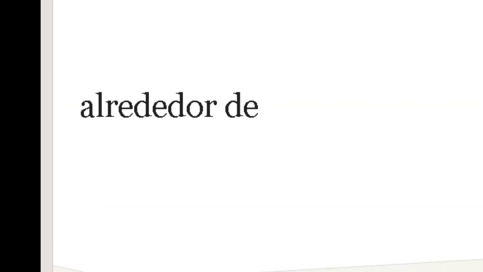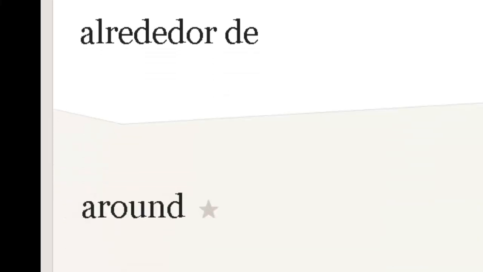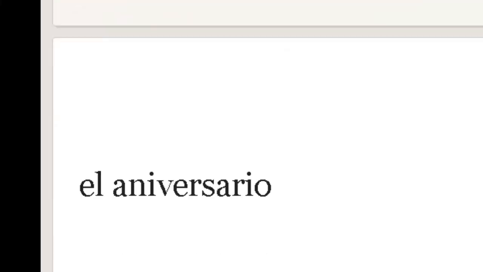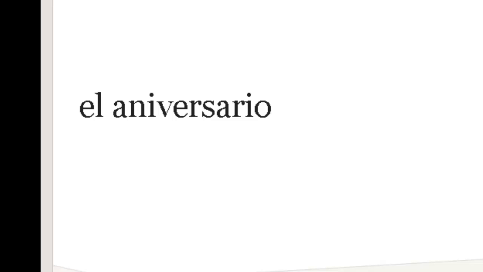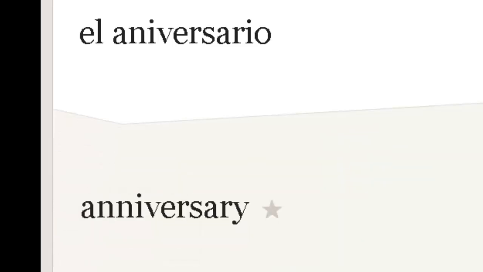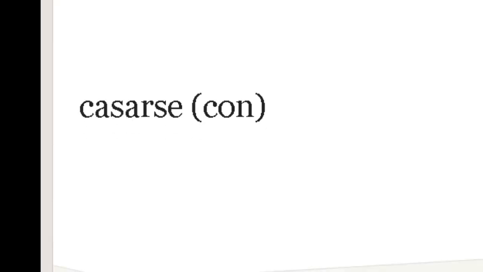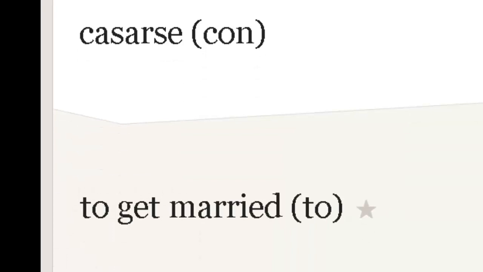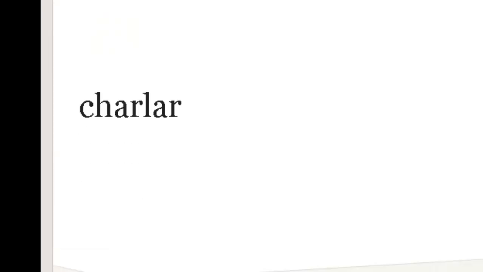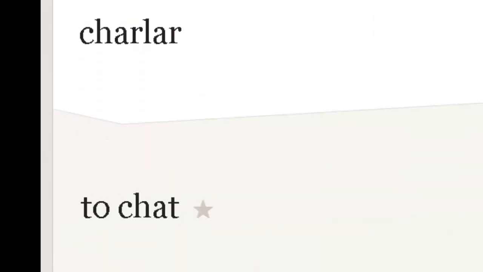Alrededor de. Alrededor de. Around. El aniversario. Note, most common mistake here is that English speakers will spell it with 2 N's, but there's only one. Aniversario. Casarse con. Okay, to get married to. Get married with each other. Charlar. To chat. Some places it would be more platicar, but for this chapter we'll say charlar.